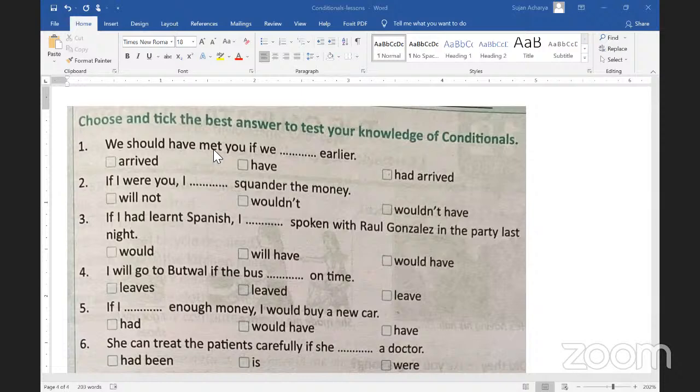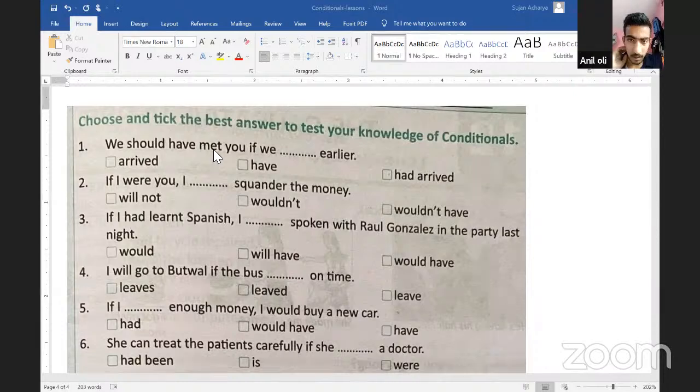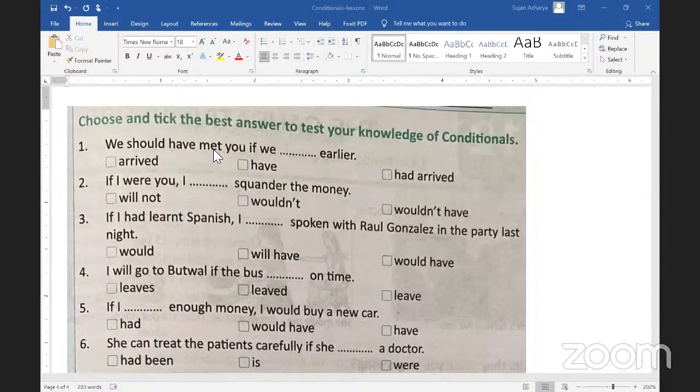I wouldn't squander the money. Will not. I, simple past, would plus V1. I would not. Would not, sir. Would not. Number 3, if I had learned Spanish, means had learned, had plus V3, past perfect. If one side past perfect, then we use would have. Would have spoken. Third conditional.